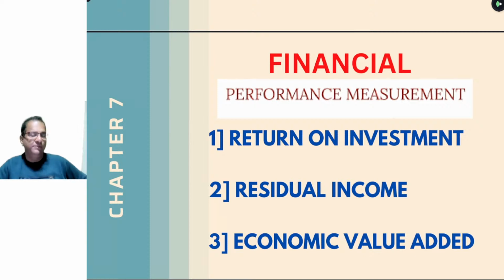Write down the second model, residual income. In bracket write, its abbreviation is also very common, RI, in capital letters, capital R, capital I. Next point in this, economic value added. Economic value added, write down in bracket EVA.